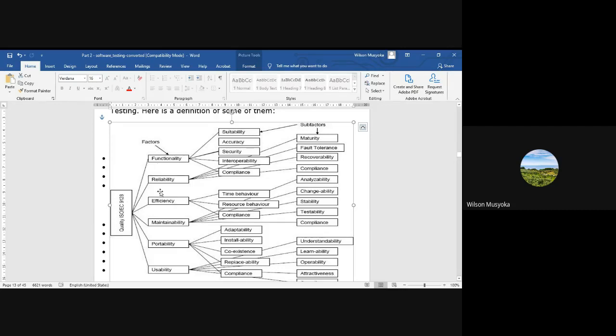Then we look at reliability. When we are looking at reliability, we are looking at things to do with maturity, fault tolerance, recoverability, and compliance. When we talk about reliability, we are looking at whether this system is able to work even under extreme conditions or under attacks. That is why we talk about maturity. Maturity is that level of operation of the system whereby it is able to deliver as expected. That is one of the factors.